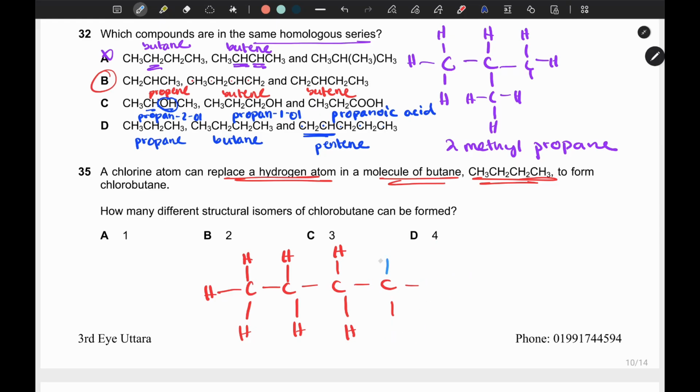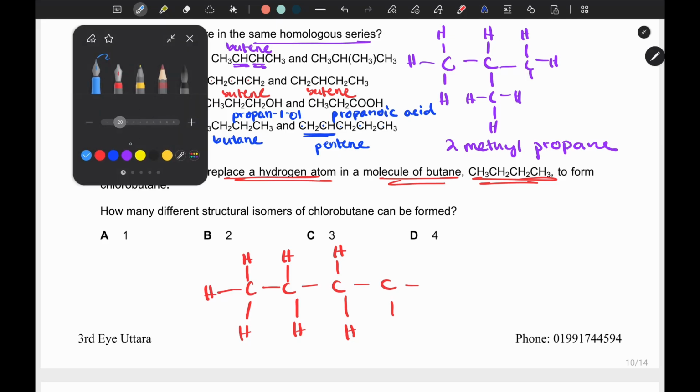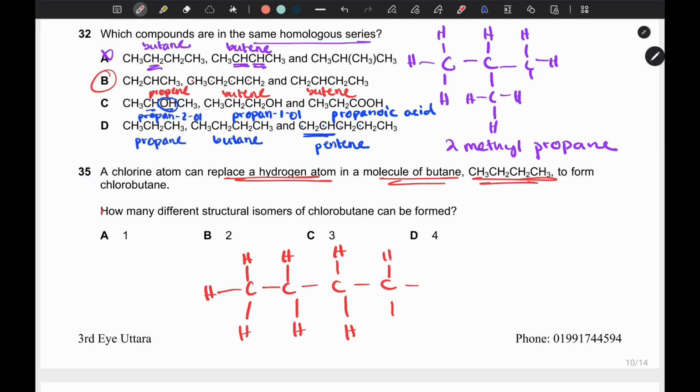Now if you consider the other positions, if we look at this part, if we place a chlorine over here or over here, again it's the same idea. Whether it's above or below, it doesn't make a difference.